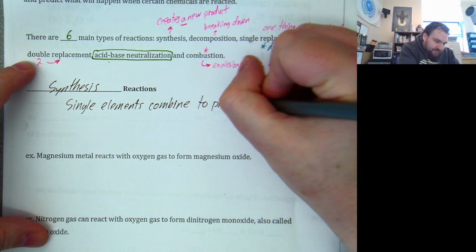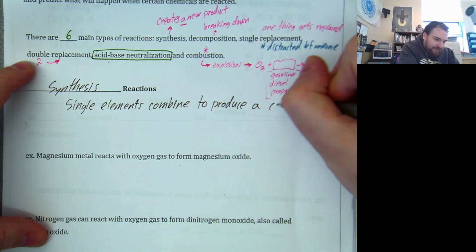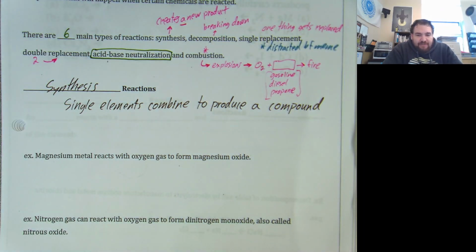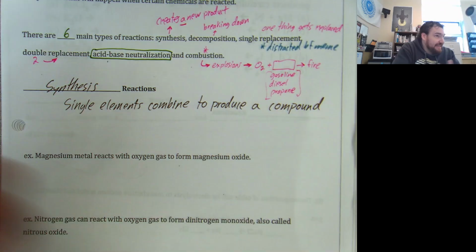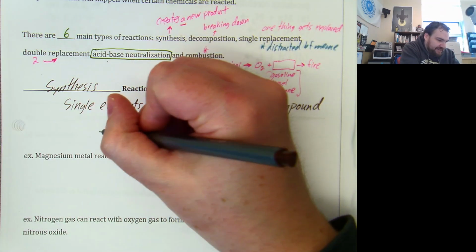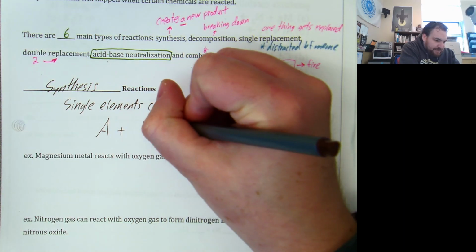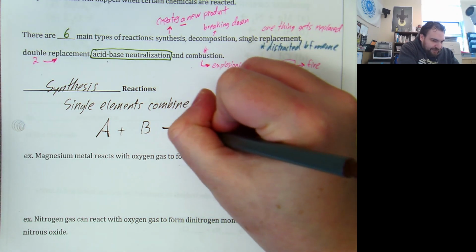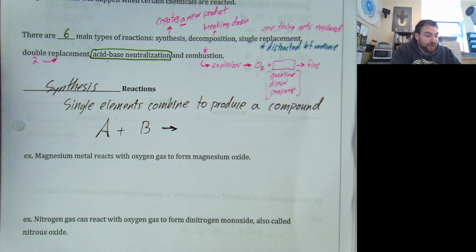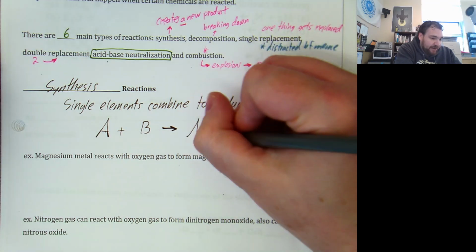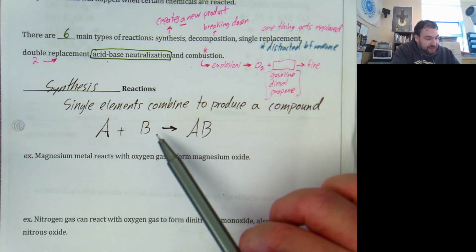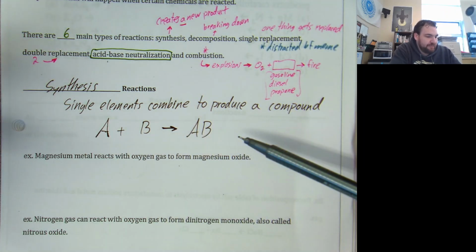To produce a compound. It's the simplest kind of reaction I could ever give you. Two single elements react to form a compound. And so the general example I'm going to give you is something like this. Let's say I have element A and I have element B. These guys are going to react, and they're going to produce a compound. Let's call that compound AB. Don't know what it is, but this is the general form of things that happen. One element plus one element gives you one compound.